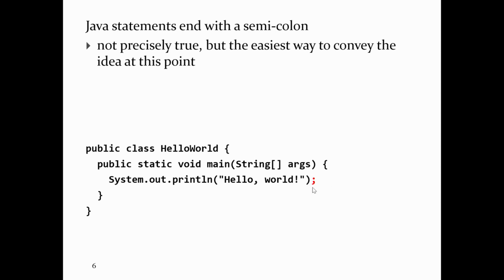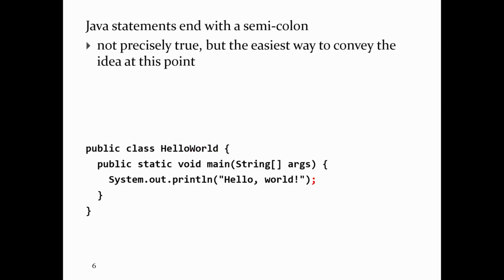Which is very different than the way you were probably taught to program in Python, right? In Python, you can end a line just by pressing enter. In Java, that's not true. If you have a statement, it must end with a semicolon. So that semicolon there, important.